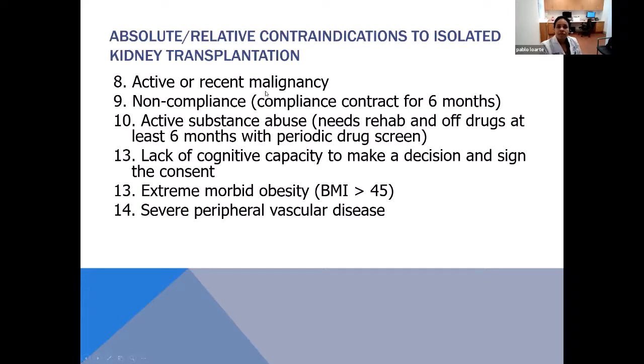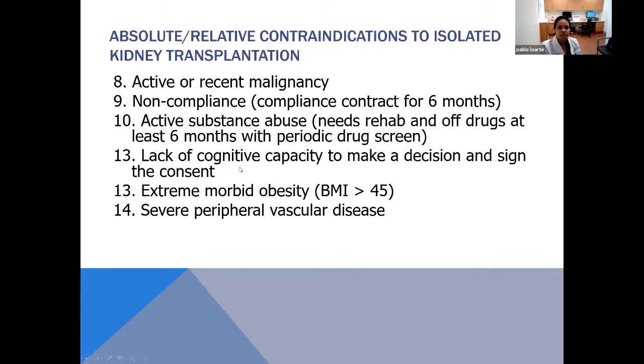Any patient with an active or recent malignancy, they're not eligible for transplant. Later on, I'm going to show you what the wait time is depending on the malignancy. If they have a history of non-compliance, they must show that they're compliant for at least 6 months before we consider them for transplant. If they have active substance abuse, they need to go to rehab and they need to be off drugs for at least 6 months. And that does not include marijuana. Marijuana, the patient can get transplanted, they will be eligible for transplant. But any other drug use, they need to be clean for at least 6 months.